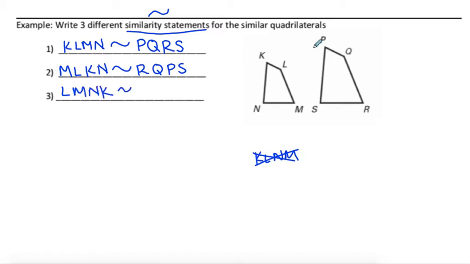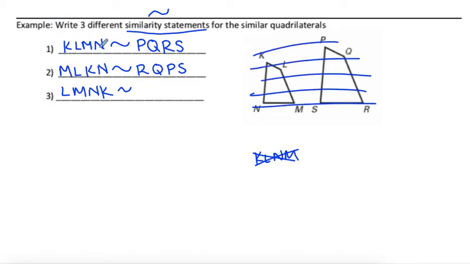Okay, so even if I didn't have the other picture, if I already had one of the other statements, I know L goes with Q, I know M goes with R, and I could use this, knowing that it's already set up correctly, to name another similarity statement.